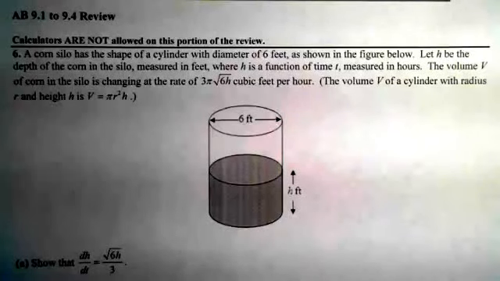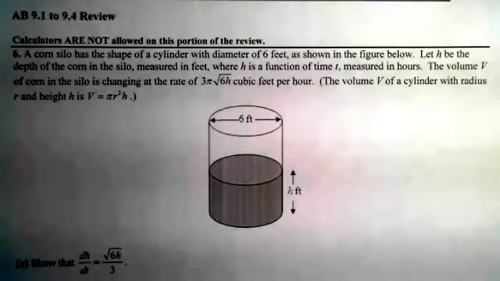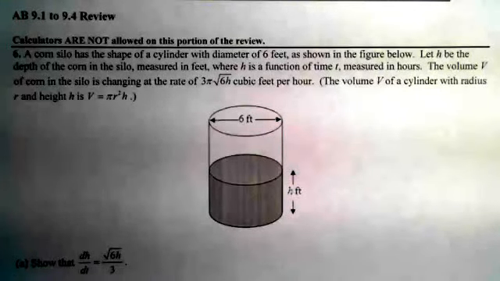This is our 9-1 to 9-4 review. Calculators are not allowed, and this is number 6, which is the free response. So if we read this, we are given a cylindrical corn silo, and we've got corn coming into the silo at a rate of 3 pi times root 6h cubic feet per hour.